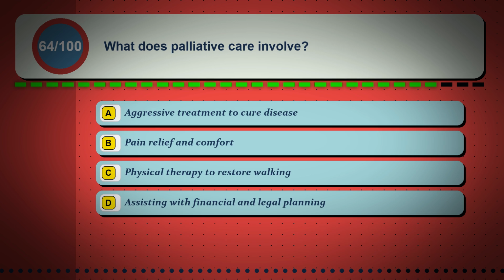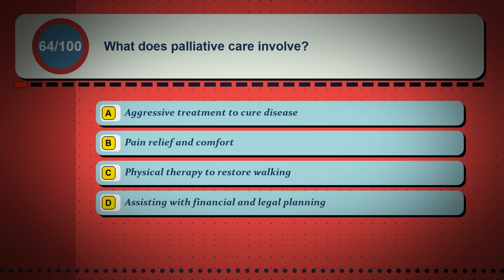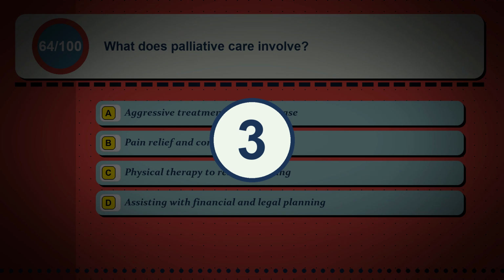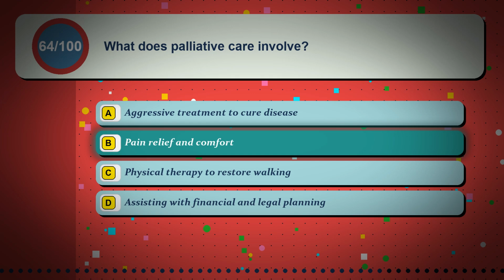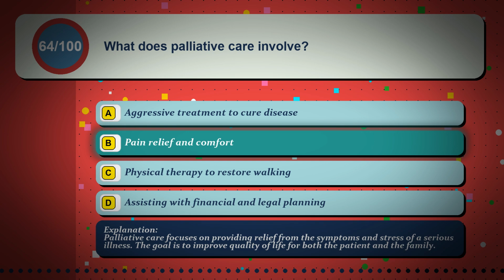Question 64. What does palliative care involve? Option A, aggressive treatment to cure disease. Option B, pain relief and comfort. Option C, physical therapy to restore walking. Option D, assisting with financial and legal planning. The correct answer is option B, pain relief and comfort. Palliative care focuses on providing relief from the symptoms and stress of a serious illness. The goal is to improve quality of life for both the patient and the family.